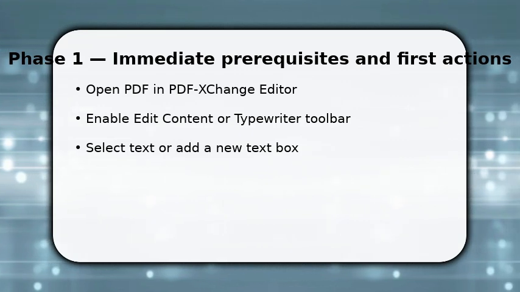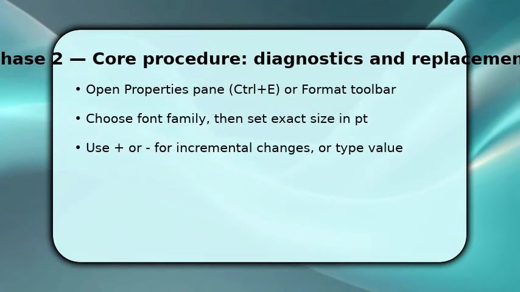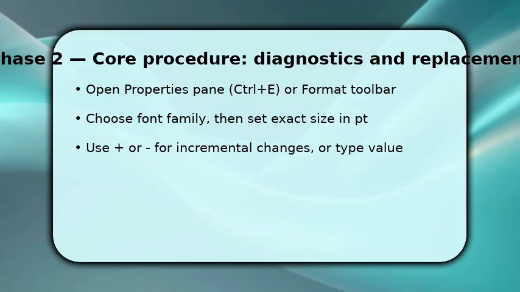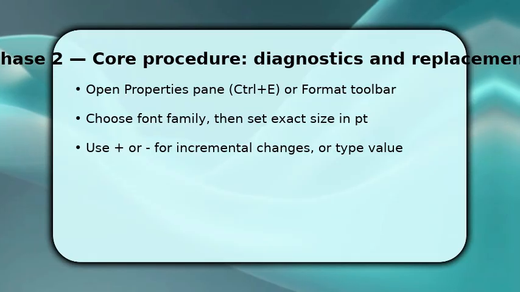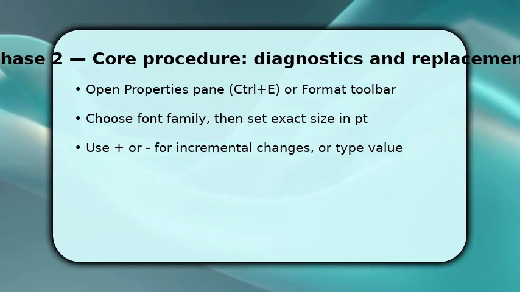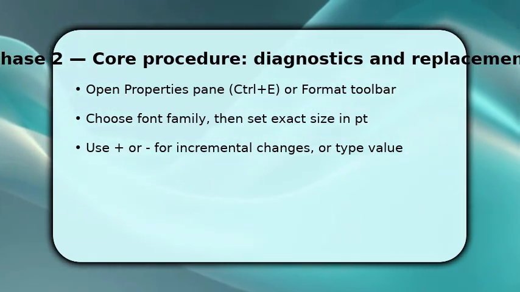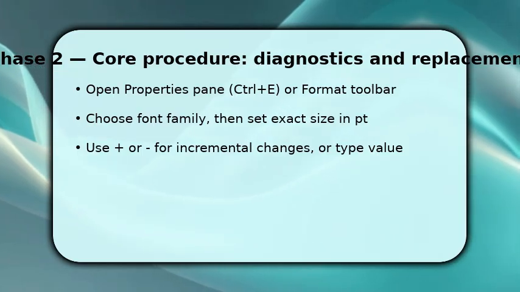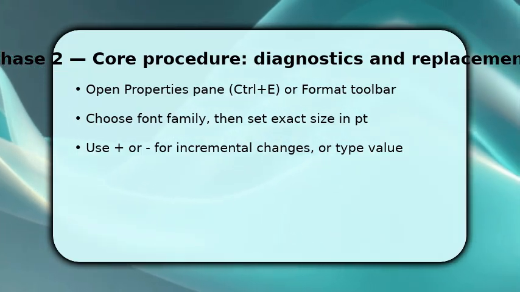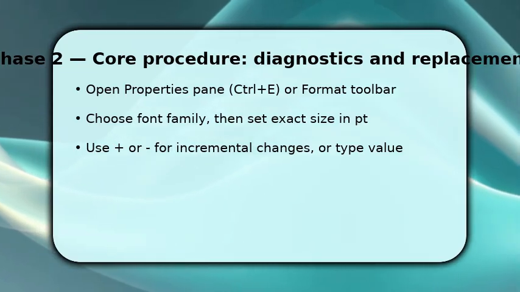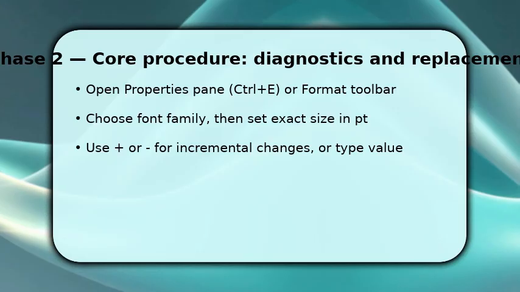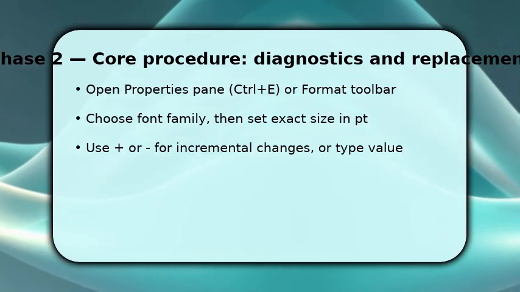Now, with your text selected, open the Properties pane, Ctrl+E, or use the Format toolbar. You can change the font family and then set an exact size in points. Type the value for precision or use the increment arrows for quick adjustments. Once you set size, check line spacing and character spacing so layout remains consistent. If multiple fields need change, use Shift-click to multi-select. This ensures uniform sizing across.